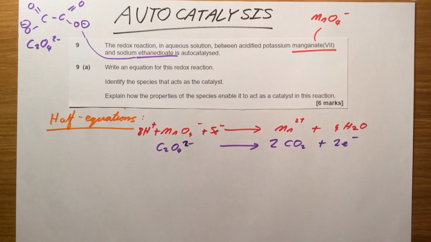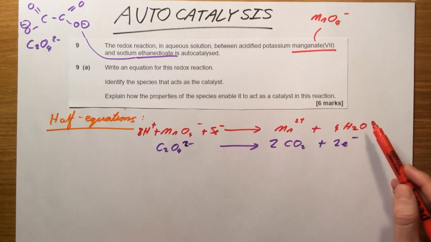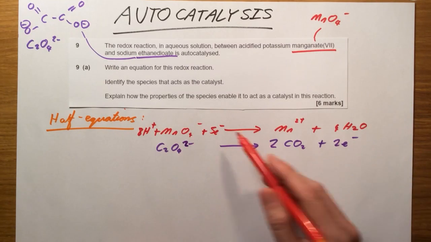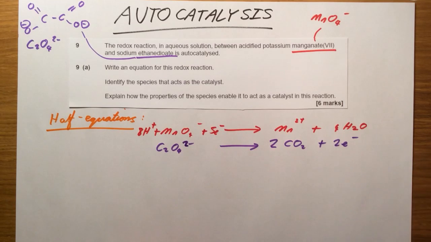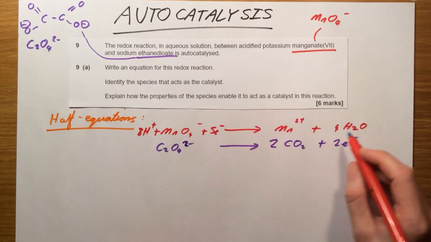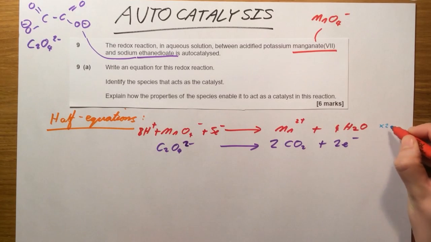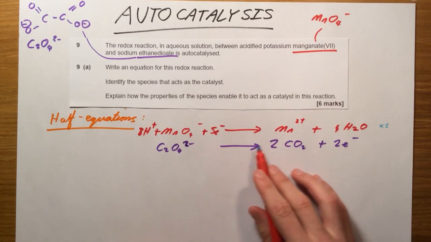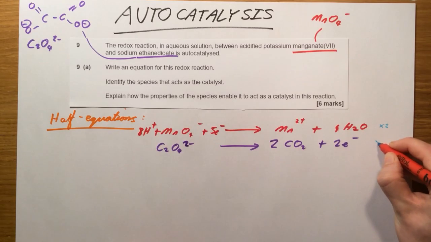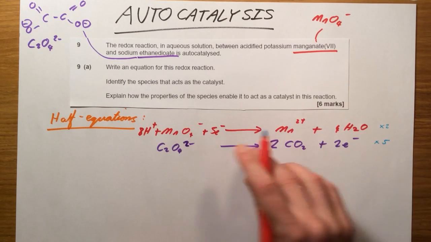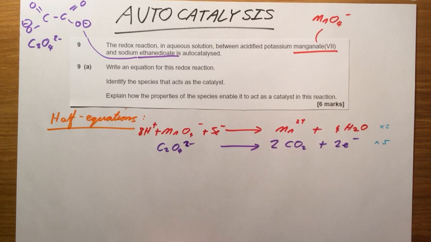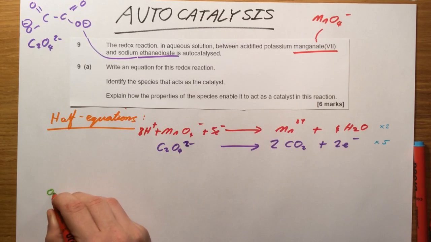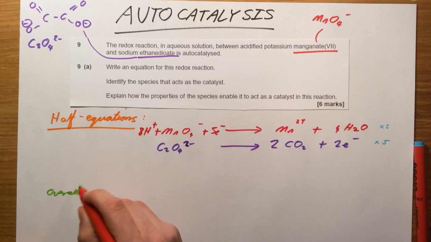So the overall equation for the reaction of these two is just going to be a combination of them. However, we need to make sure the electrons are also balanced. So for this first equation, we are going to times this example here by 2. We are going to times this one on the bottom by 5, and that means we'd have 10 electrons here, 10 electrons there. Okay, and let's do a new section for this. Let us write overall equations.